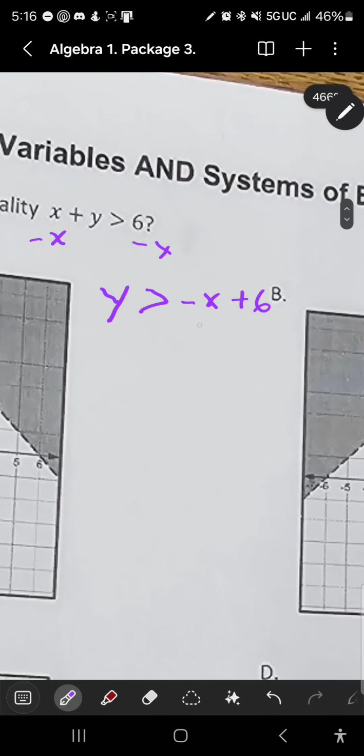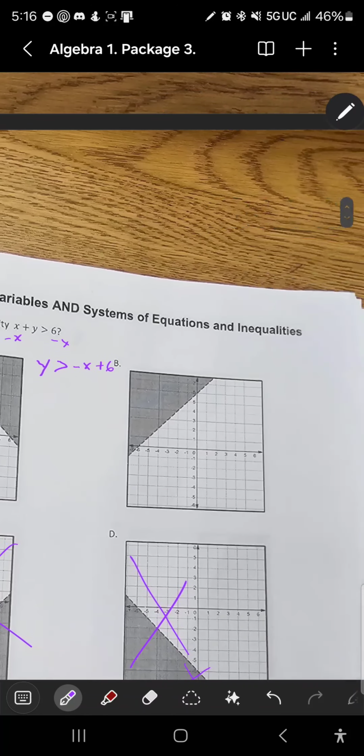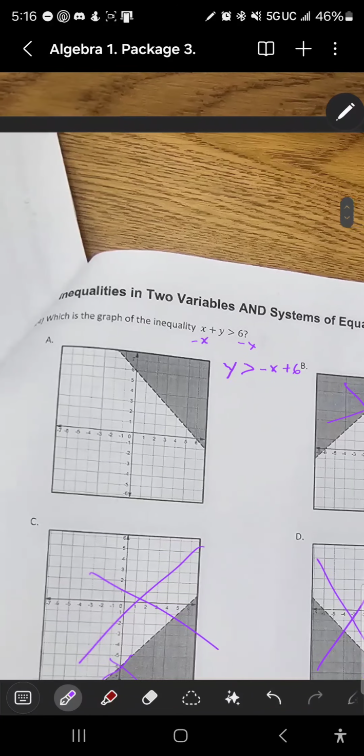And now we know that the slope is negative 1. There is nothing from the x, so it just means a 1. And the sign is negative, so we know that it is going down. Based on that, we can actually get rid of this.